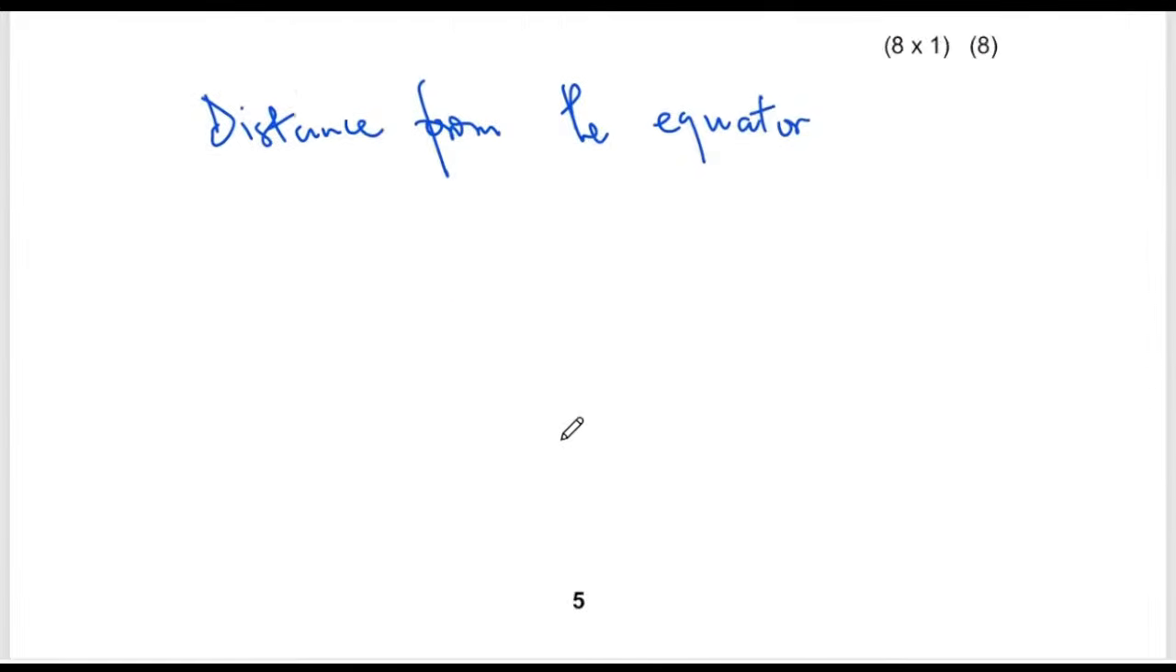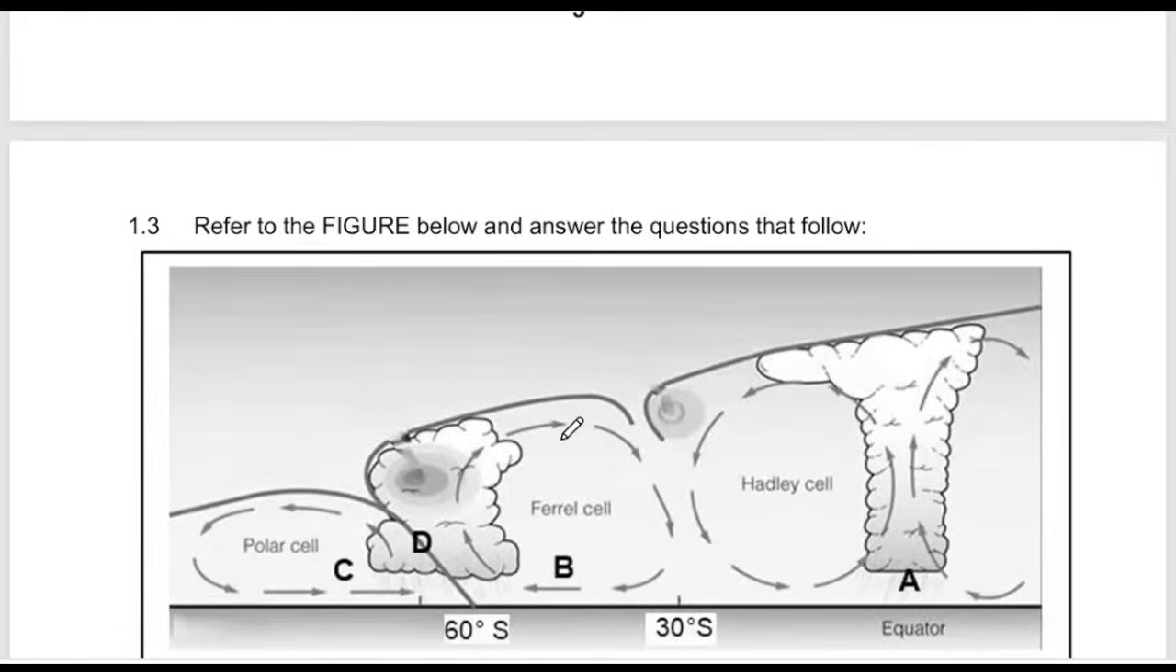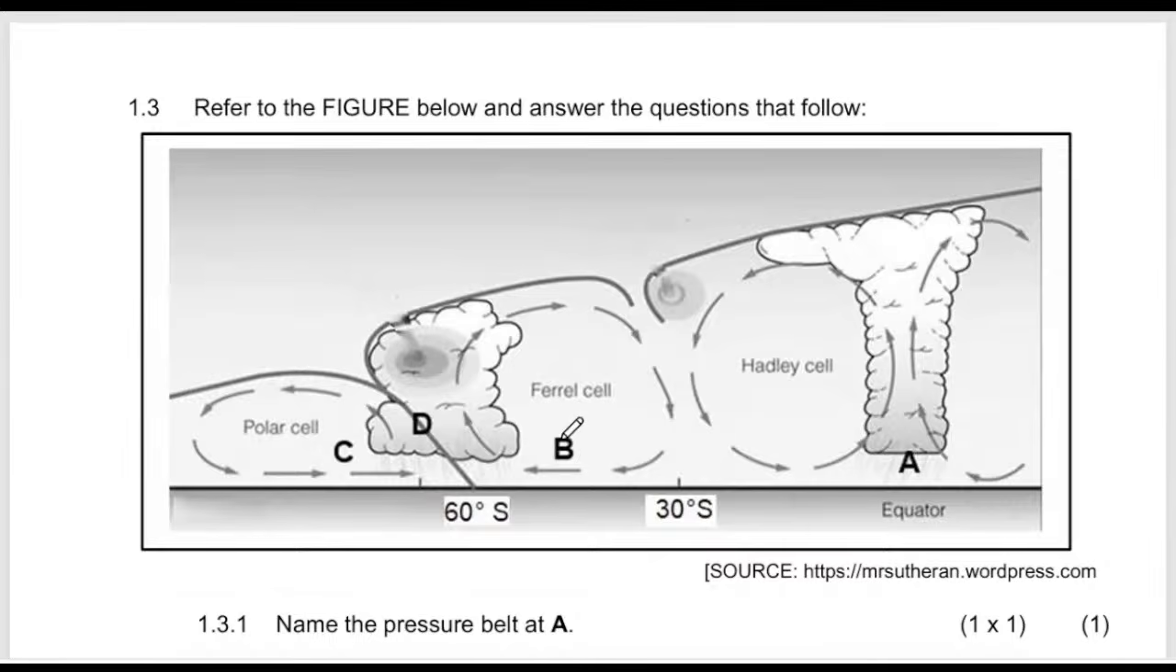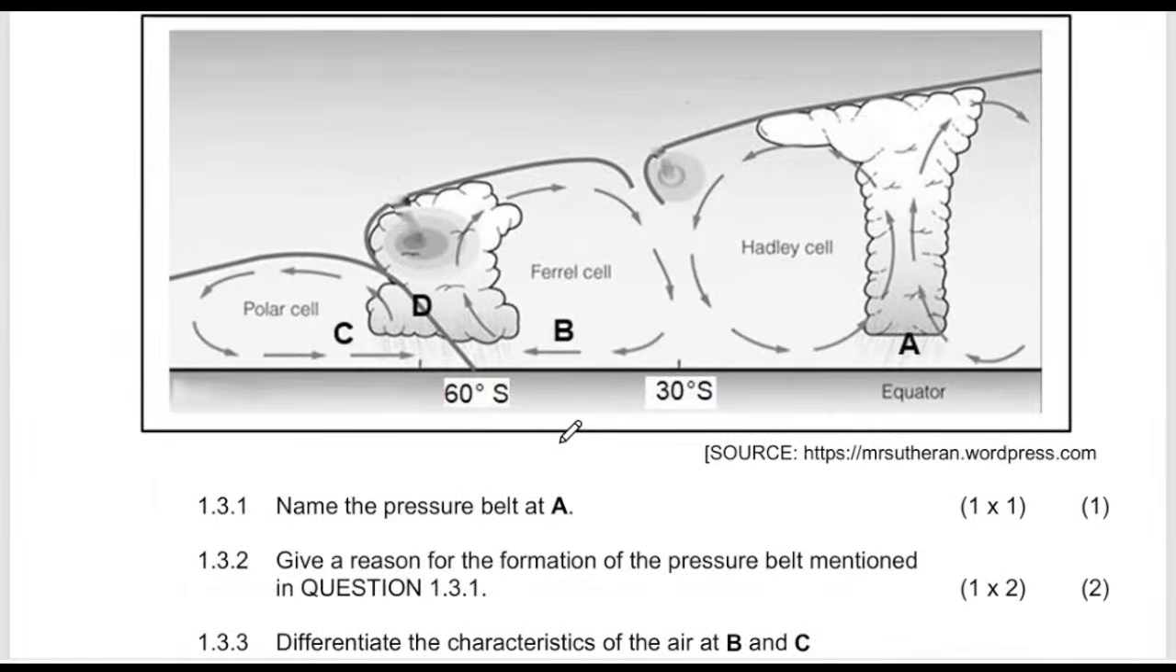Right, let's go to question number 1.3. Question 1.3 is based on the tricellular model of global air circulation. Our tricellular model has the polar cell from around 60 to 90, the Ferrel cell between 30 and 60, and then the Hadley cell from the equator to around 30 degrees.